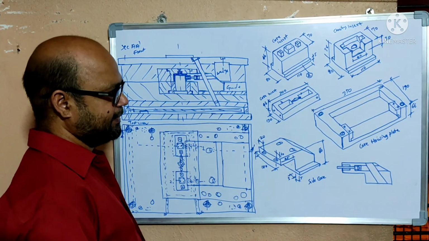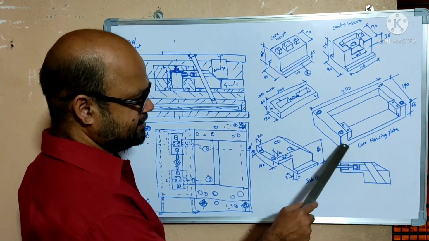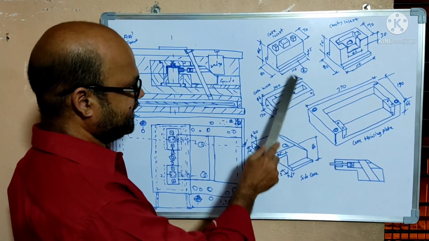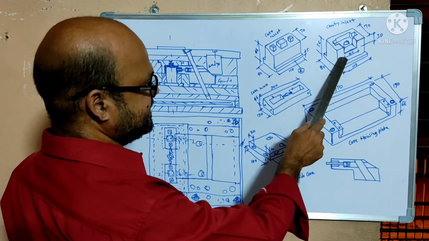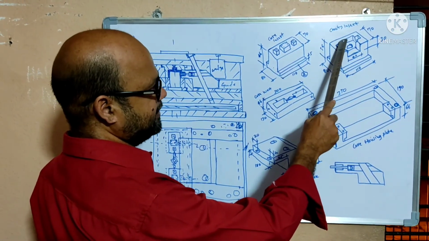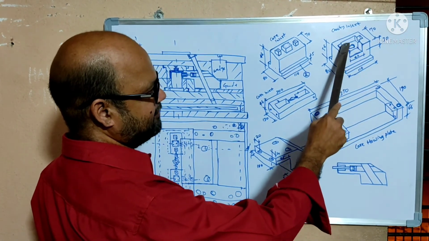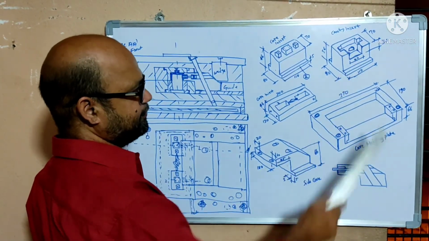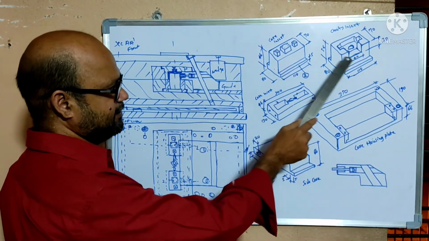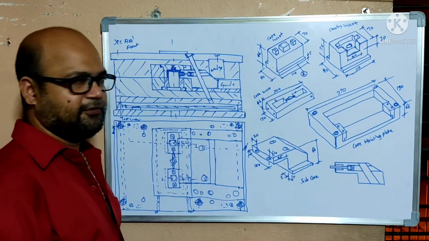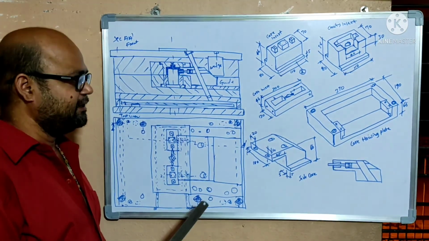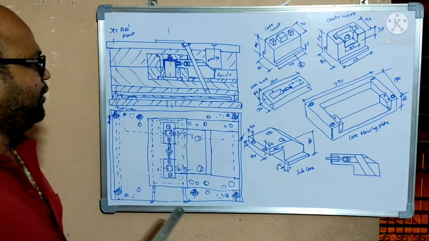And one more thing, you are observing the core housing plate. This is the core housing plate arrangement before the assembly of the core insert. This is the cavity insert, and you are observing the outer profile of the component, which you have to draw during the core and cavity details.